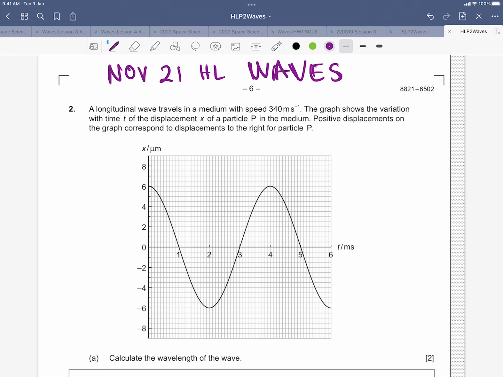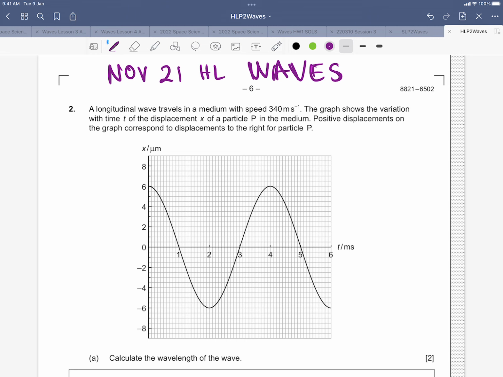Okay, hi folks. In this video I'm going to be going over all the waves questions I could find on the November 2021 IB DP Physics HL exam, paper 2. So we start off with the longitudinal wave traveling with a speed of 340 meters per second. That's the speed of sound, so it's probably a sound wave.